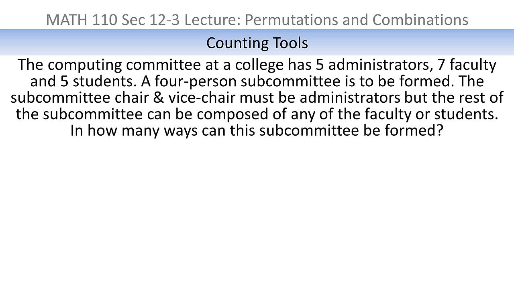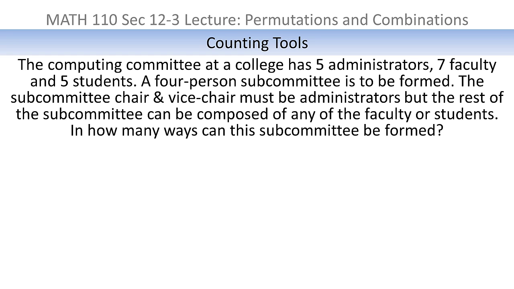Let's take this example and try to use our toolbox of counting techniques to solve this problem. It says the computing committee at a college has 5 administrators, 7 faculty, and 5 students. So that's a total of 17 people on that committee. A 4-person subcommittee is to be formed from that 17-member committee.